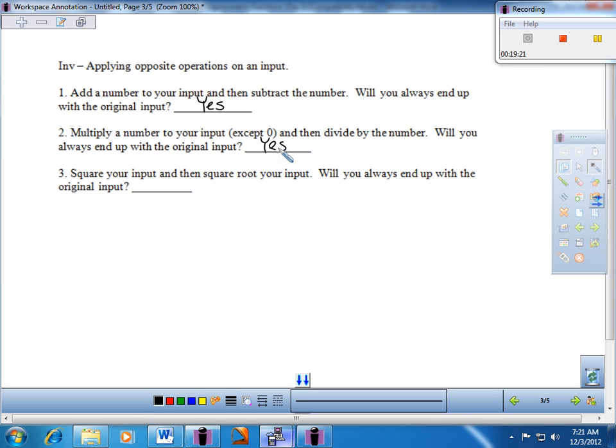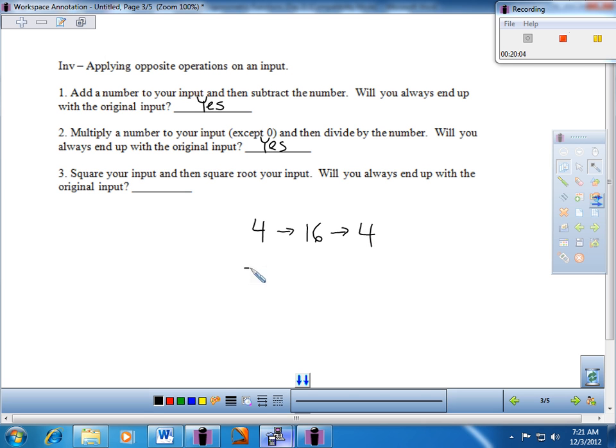Now, guys, let's take a look at number 3. What happens if I square my input and then square root my input? Will I always end up with the original? Now, think about this one for just a second. I'm going to start with an input, say 4. I'm going to square 4, and I get 16. And then I'm going to take the square root of 16 and get 4. Yes. Start, finish. Same. Okay, that sounds great.